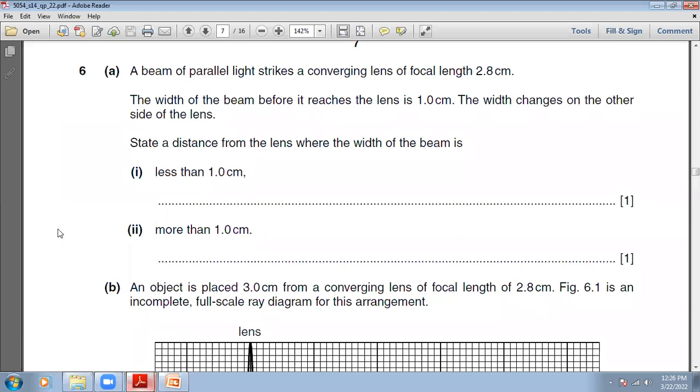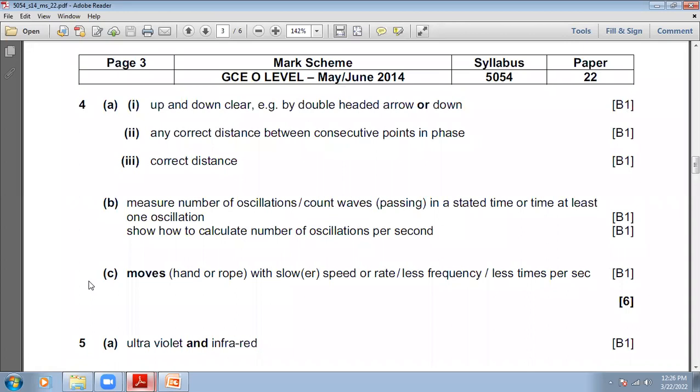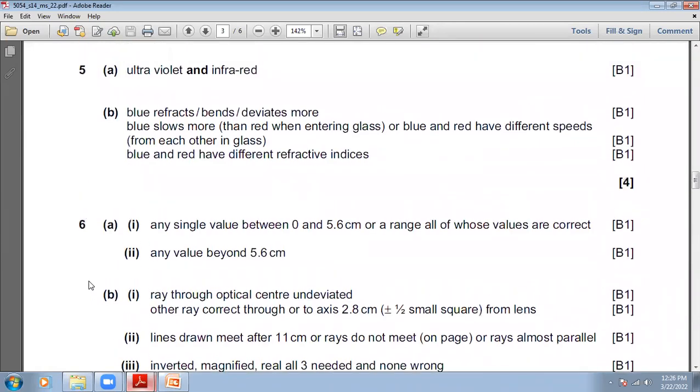So we are done with question number 5. Let's have a look at the marking scheme. The marking scheme of question number 5 is showing up on your screen. Read it carefully, check my answer, and compare it with this marking scheme.